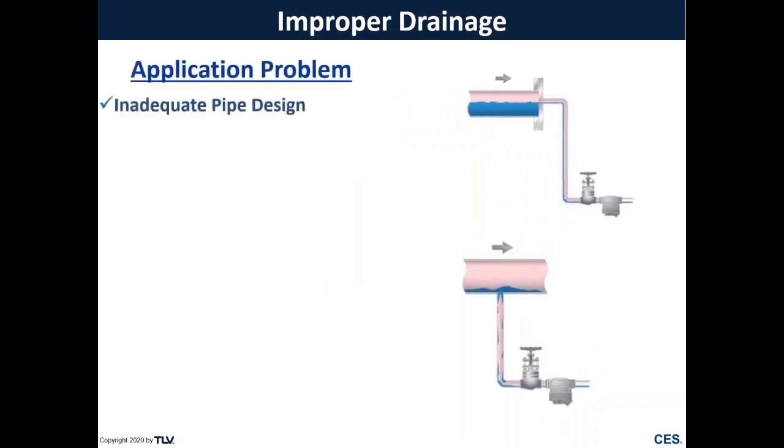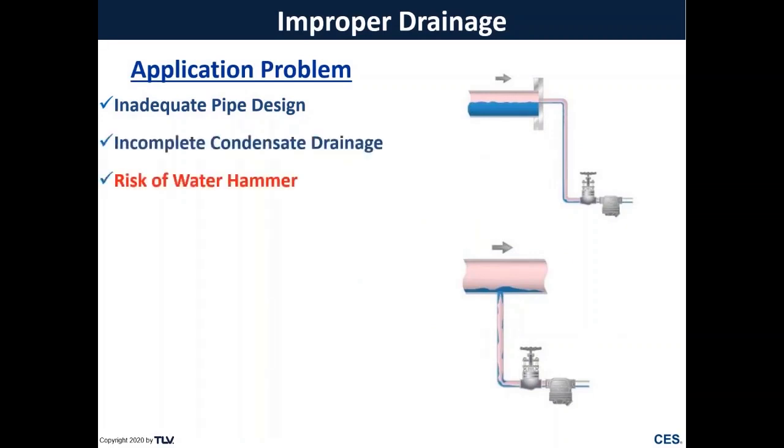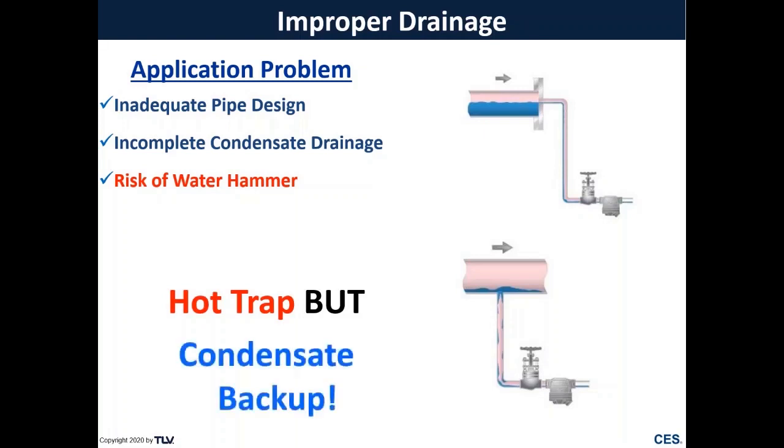So on here, really it's inadequate piping design, which is leading to the backup of condensate or the incomplete drainage of condensate. And in these applications, we're going to be having a risk of water hammer by having all of that condensate backed up in our equipment or our steam headers. And here the trap may test good, it may look hot, but we're going to be backing up condensate because of an inadequate design.